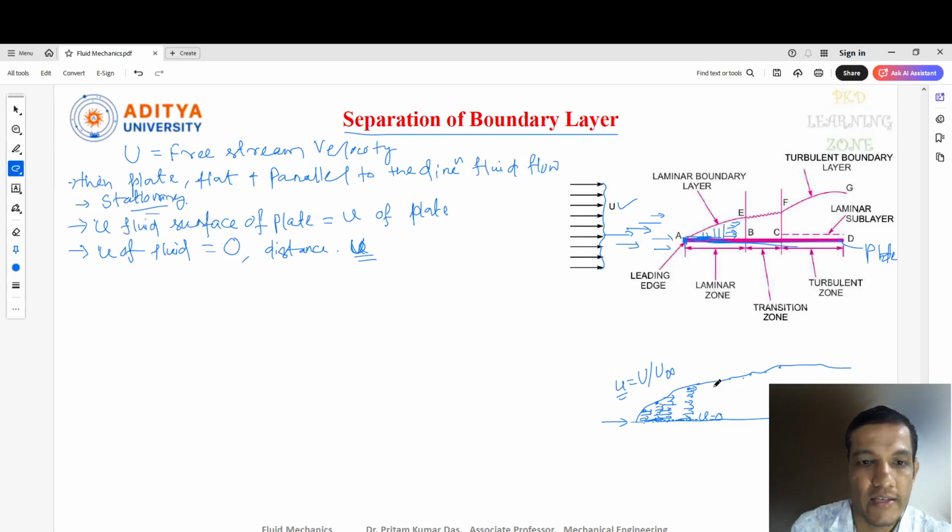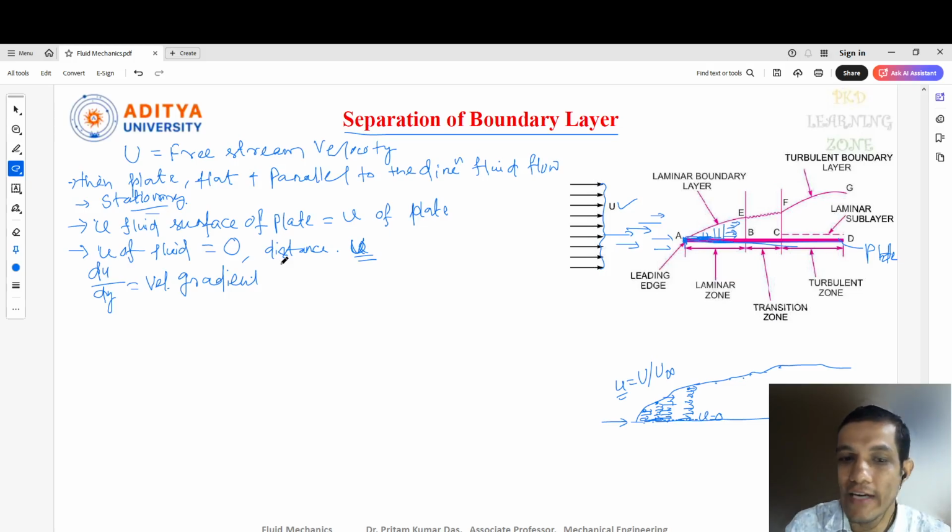Now here, as we are discussing, with distance from this surface, the velocity is increasing. But there is a variation of velocity. So the variation of velocity is nothing but du by dy, which is known as velocity gradient. Already I told you previously also, this is velocity gradient. And the velocity gradient is created near the surface of the plate.